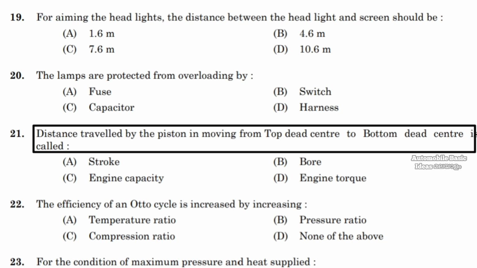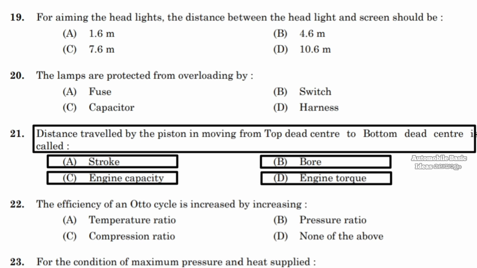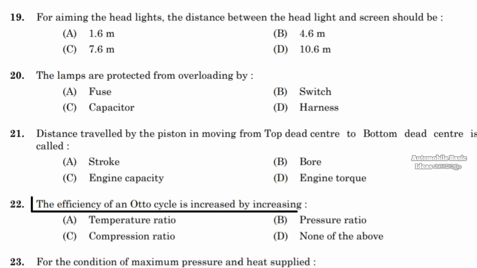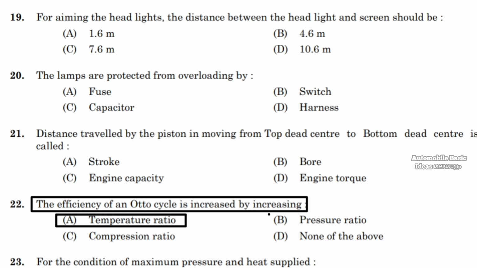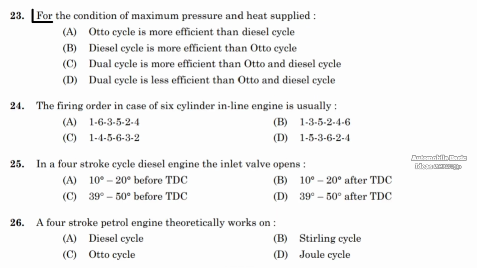21. Distance traveled by the piston in moving from top dead center to bottom dead center is called A. Stroke, B. Bore, C. Engine capacity, D. Engine torque. Answer A. Stroke. 22. The efficiency of an Otto cycle is increased by increasing a. Temperature ratio, b. Pressure ratio, c. Compression ratio, d. None of the above. Answer C. Compression ratio.